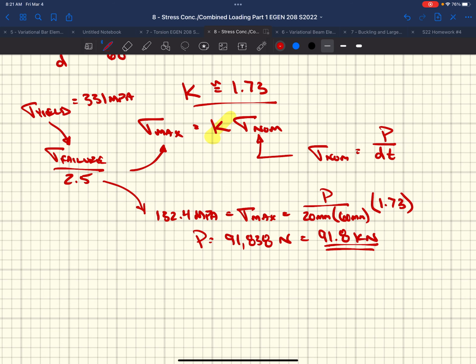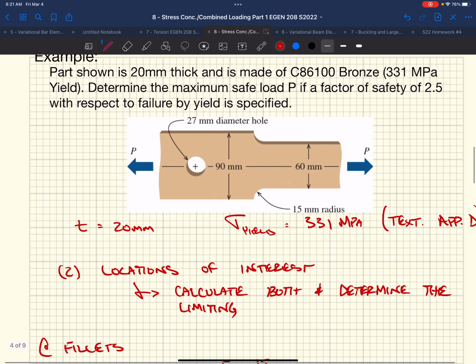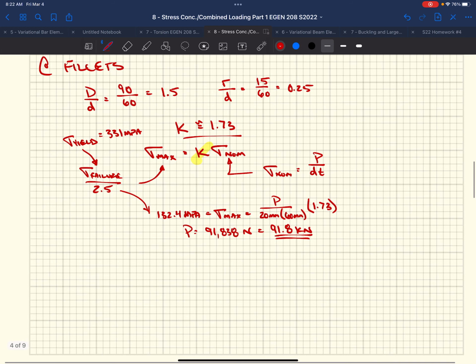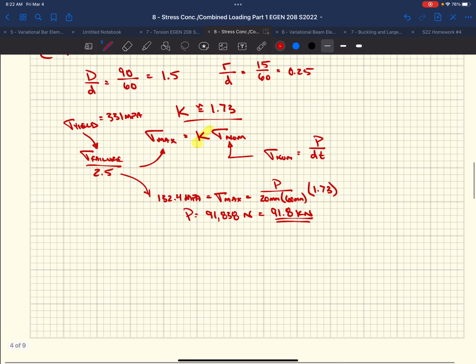So if we took our bar, as shown, and we apply 91.8 kilonewtons on the end of this bar, the stresses that we're going to end up seeing around these shouldered fillets are going to be our yield stress divided by 2.5, right? Our allowable stress. Just going to hit our allowable stress if we put 91 kips on this thing, or kilonewtons, sorry. But we're not done yet.